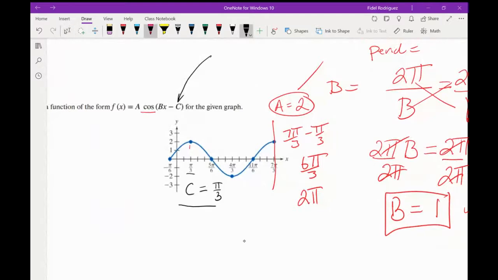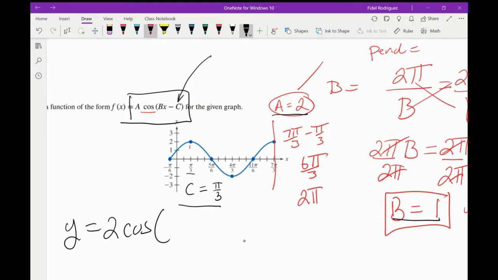So look, if I know what C is, and I know what A is, and I know what B is, could we write out our equation in this form? What are we going to put first? Y equals 2 cosine. What did we say our number B was? 1. So you don't got to put a 1. You can just put an x. Minus, what's the number C? Yes.